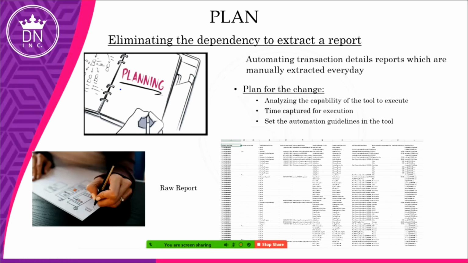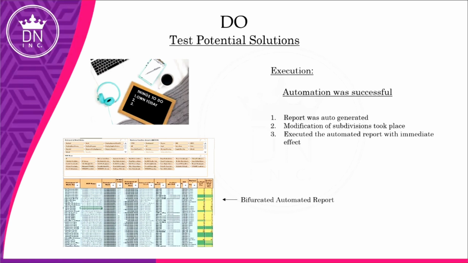And then we set the guidelines on the tool to automate the report. As you see here, the overall report looks exactly like this. And then we came up with do, where we actually tested the potential solutions and we executed as we planned. The automation actually worked successful and we were able to pull the report auto-generated, and the modifications of subdivisions actually took place. The overall report was executed with automation and with immediate effect.